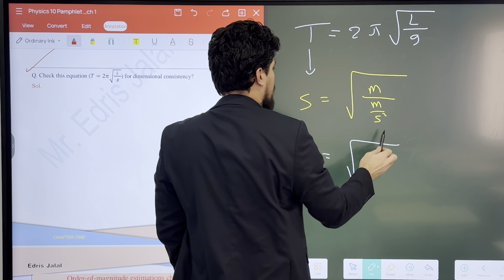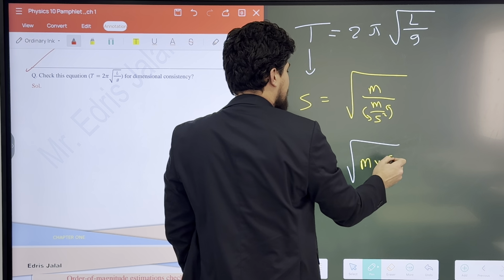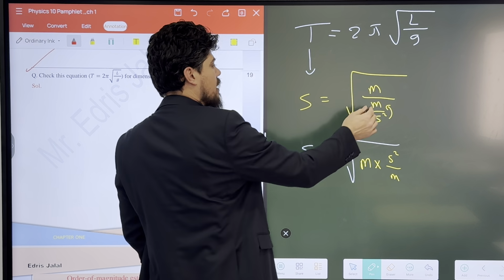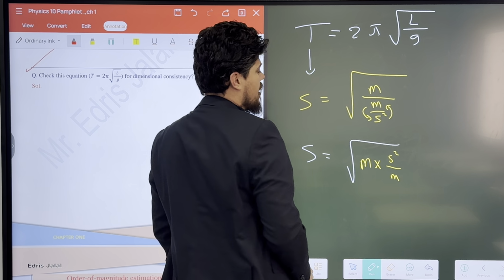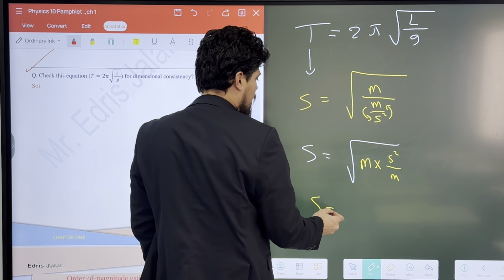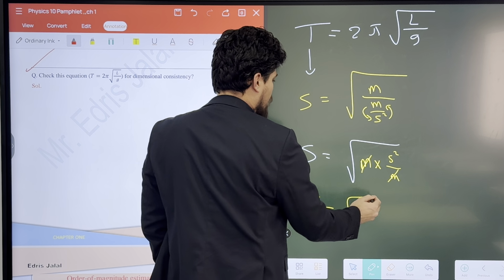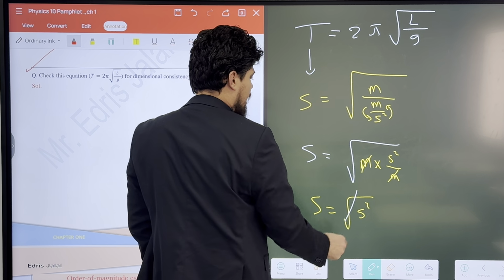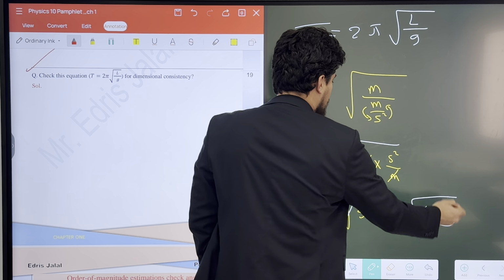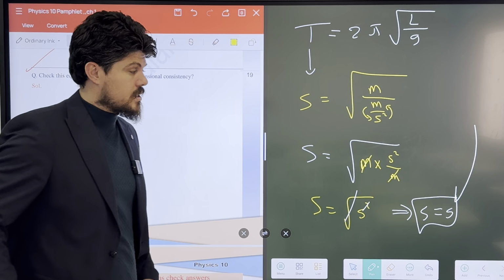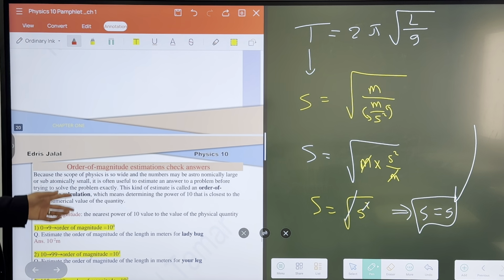According to math basics, the reciprocal of this number is gonna be flip: second squared over meter. If you convert this fraction into multiplication, you have to flip these two numbers according to the reciprocal. Meter with meter cancel. What is remain? Second squared. Square root with square cancel. What is remain? S is equal to S. So it has dimensional consistency. Also, this equation is correct and it has dimensional consistency.